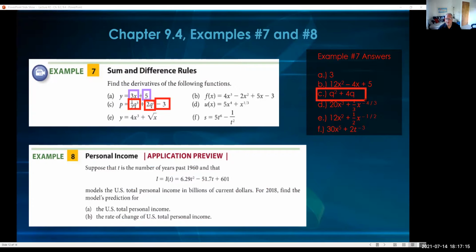That's C right here. Make sure you use the correct letters. That's another thing that's important. And basically, these are all sum and difference rules. That means just do each little one and write each answer to each one.